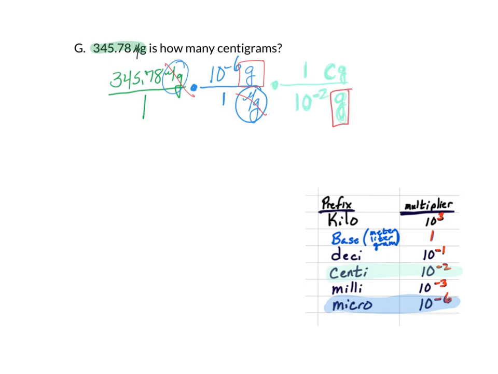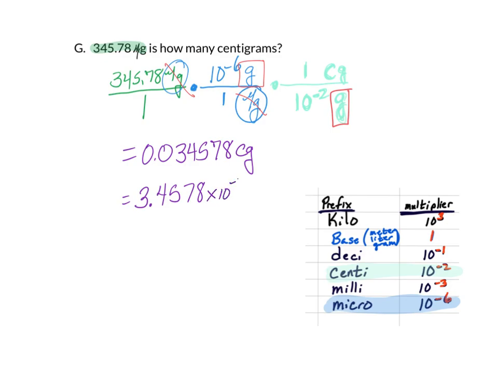Put that in your calculator. You have 345.78 divided by 1 times 10 to the negative 6 divided by 1 times 1 divided by 10 to the negative 2. And that gives us 0.034578 centigrams. And in scientific notation, that gives us 3.4578 times 10 to the negative 2 centigrams.